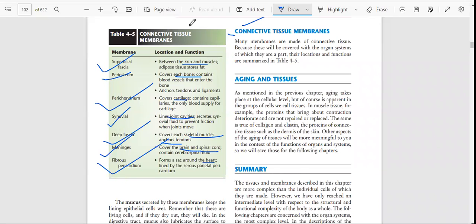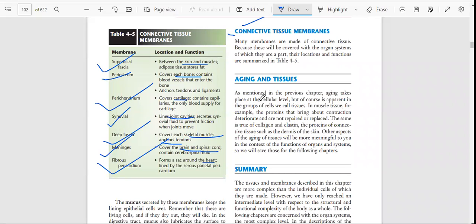So today we talked about nerve tissue and membranes. Nerve tissue in detail we will talk about in chapter 8. Okay, here we talk only about some basic things. Okay, next we have aging and tissue, how the tissue life ends.